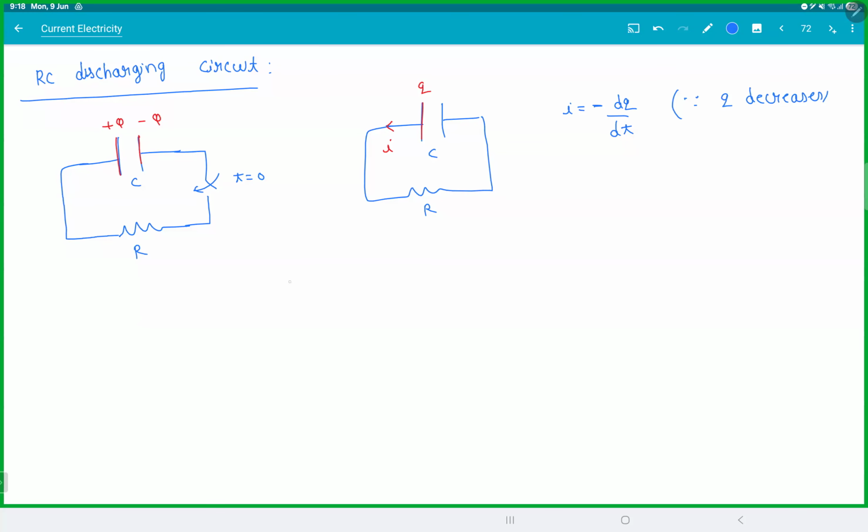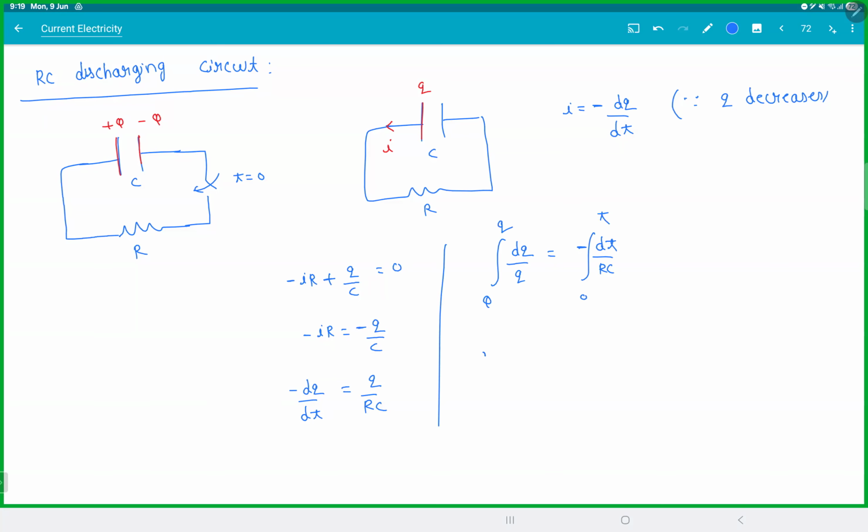So if I apply Kirchhoff's law, you will get minus IR minus Q by C is equal to 0. This is plus Q by C, as I'm going from positive to negative plate. This will be minus dq by dt. Minus minus goes off, and this is Q by RC. dq by Q is equal to minus dt by RC. Initial charge was Q, small q, 0 to t. We end up with Q is equal to Q e power minus t by RC.